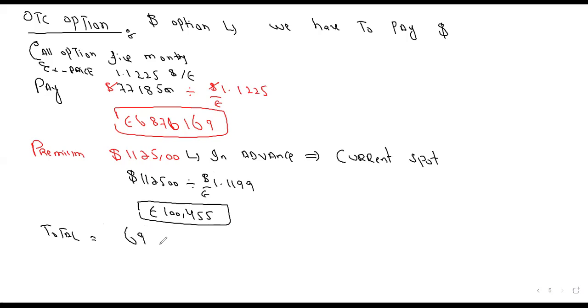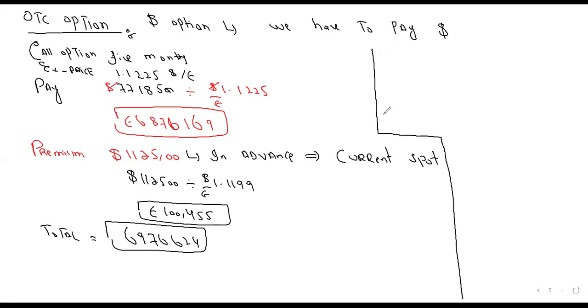6976,624. This computation was on the exercise price of 1.1225. Now in this question, there was another exercise price given. The second exercise price was how much? $1.1175 per euro. What will be the payment, guys?